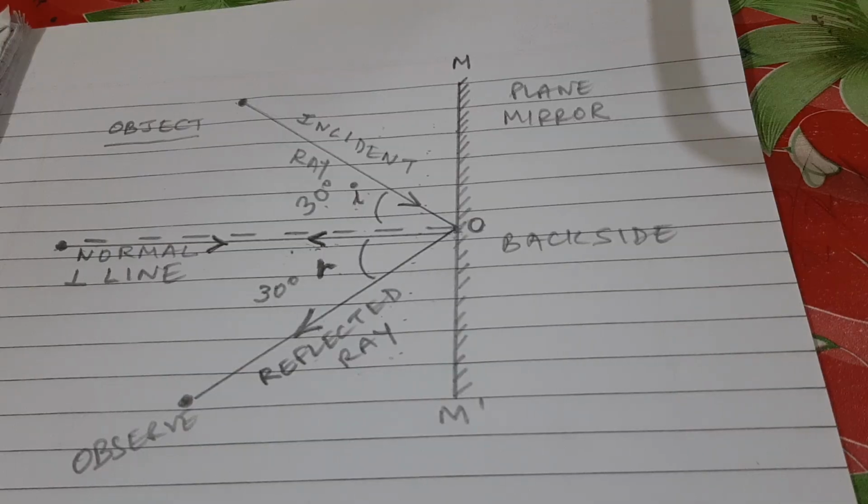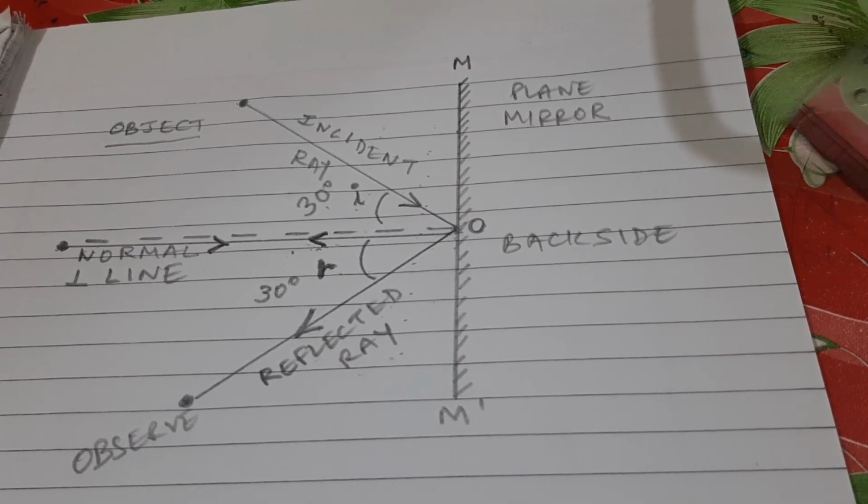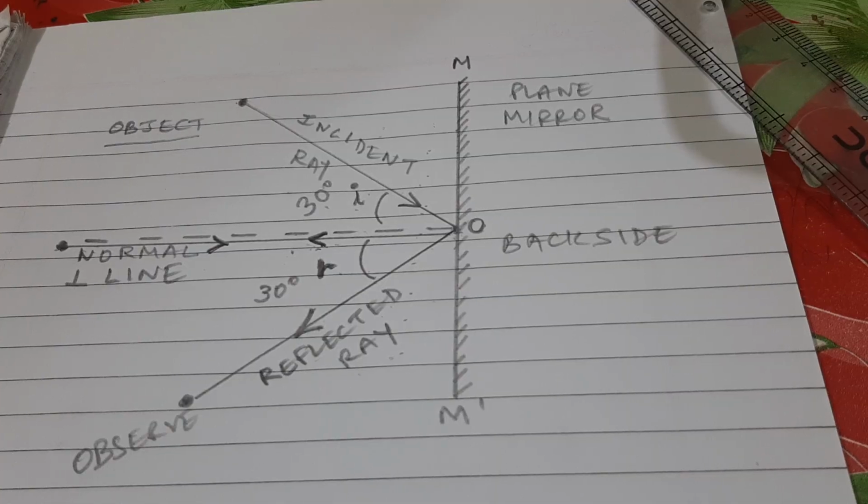Reflection of light from plane surfaces, plane mirror. Let us see reflection of light from plane mirror. For that we require this diagram.